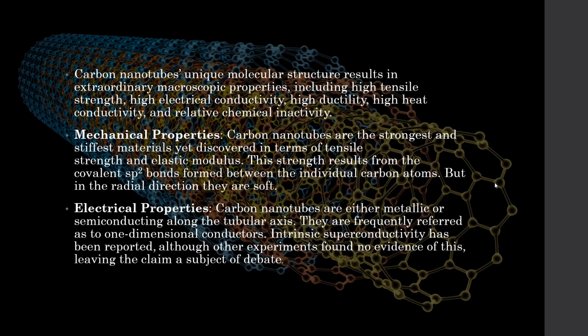The electrical properties of carbon nanotubes are either metallic or semiconducting along the tubular axis. It means along this way. They are frequently referred to as one-dimensional conductors. Intrinsic superconductivity has been reported, although other experiments found no evidence of this, leaving the claim a subject of debate.